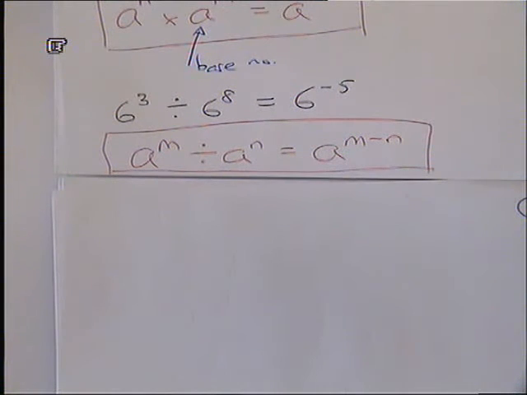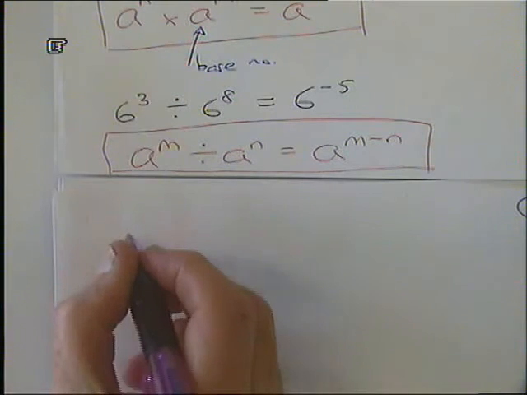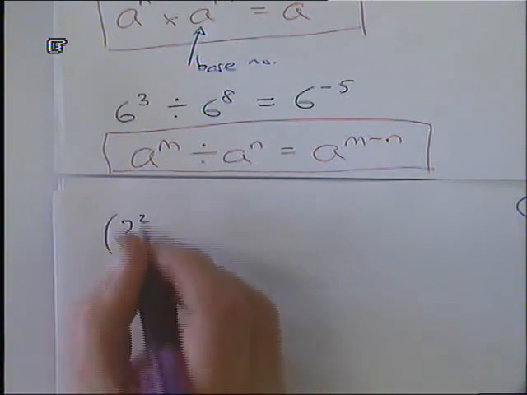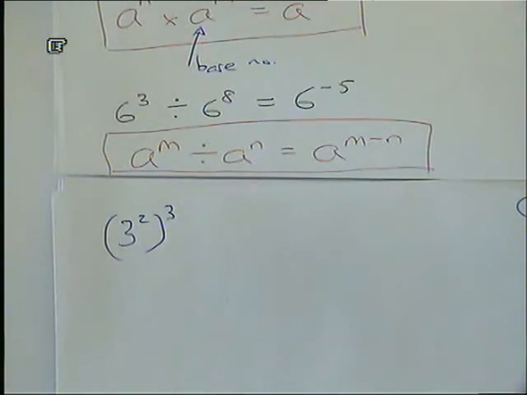Can anybody tell me what you think I might be doing next? What might the next example look like? Just thinking, going through the GCSE stuff. What haven't I done yet? Anybody else? Go on then. Put it in brackets, so like 3 squared to the 3 or something. Okay. So what does that one become?